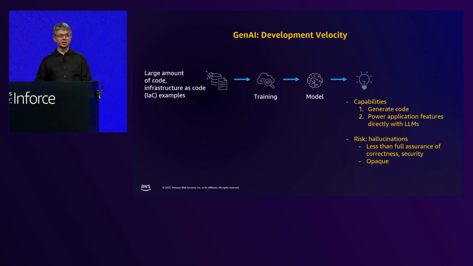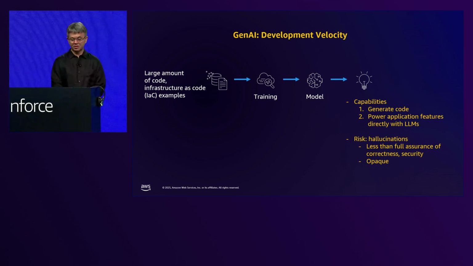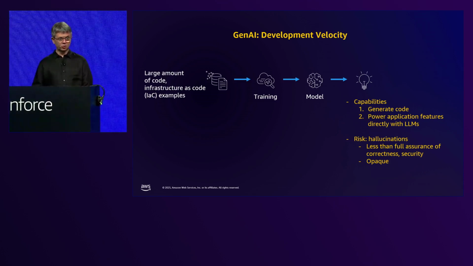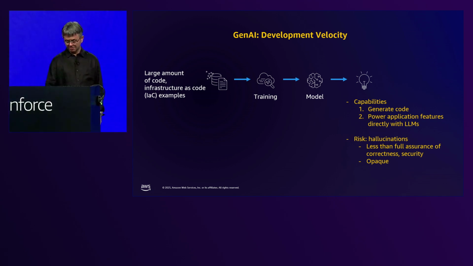of an algorithm or implementation code you yourself might write. So these two together, of course, bring development velocity, but there's, of course, the well-known risk of hallucinations. Due to these hallucinations, there's less than full assurance that your applications will be correct or secure. Furthermore, the code or answers produced, the process by which they are arrived at, is often opaque to the end user. To address these risks, we bring in our expertise on automated reasoning.